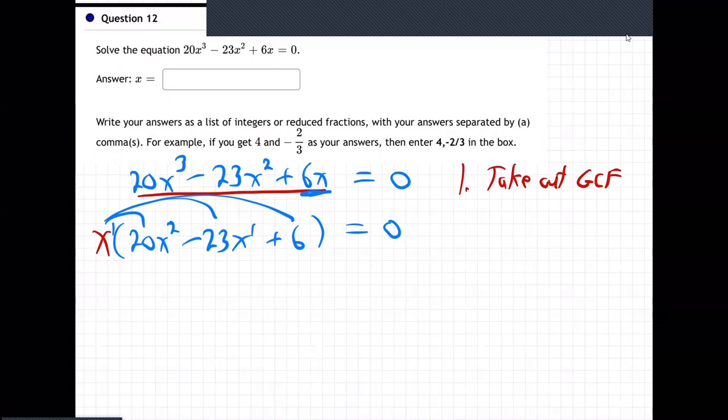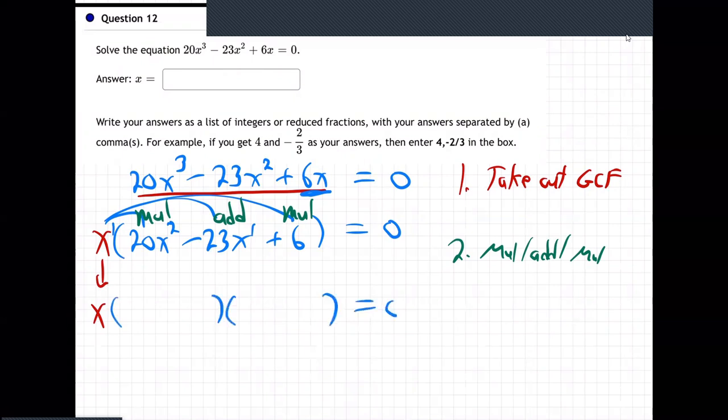Now, what do we do from here? Now, for this part, we've got to do multiply, add, multiply. In other words, right up here, what multiplies to be 20x squared, what adds to be minus 23x, and what multiplies to be 6. We leave this x in the front. That just stays right there. And we do the 2 parentheses, keep the equals 0.